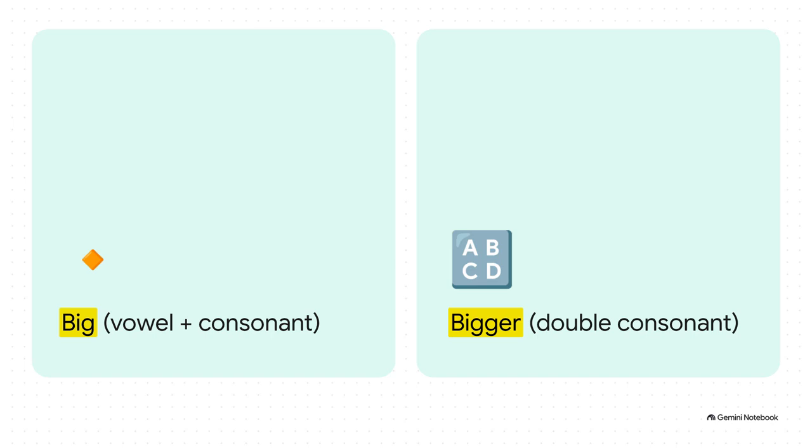Look at the word big, B-I-G. The I is a vowel, and the G is a consonant. So, following our rule, we have to double that G. B-I-G-G-E-R. Bigger. The exact same thing happens with hot. H-O-T becomes H-O-T-T-E-R, hotter. And down at the bottom, we see another great example of adding er with sweeter than.